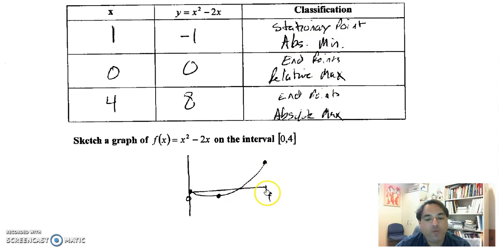And then when we look at (4, 8), that's where the graph ends. To the left is lower, therefore it's a max, and it is the highest point in the graph, so that would be an absolute max.